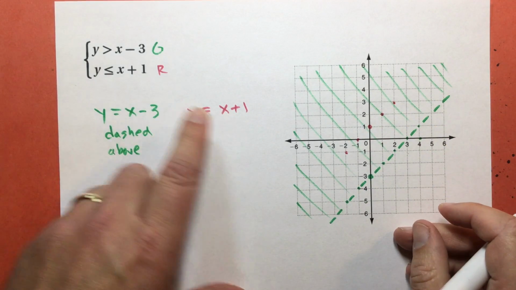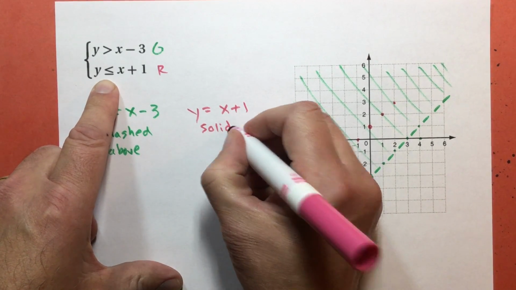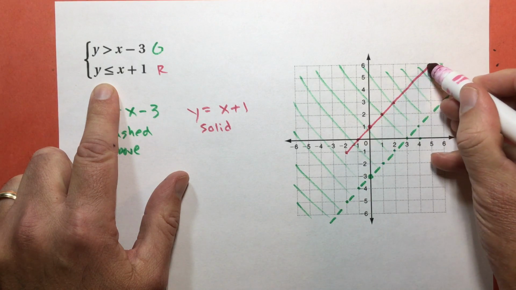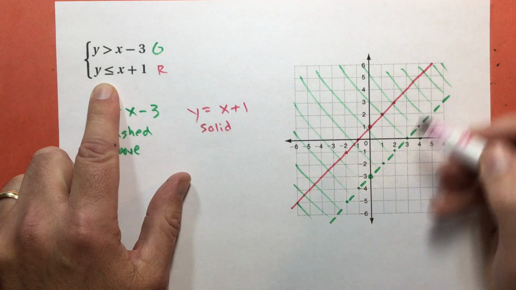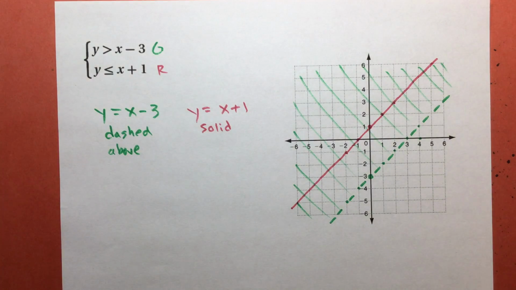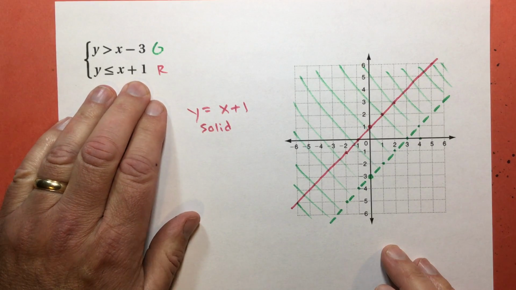Before I draw the line, solid or dashed, this is going to be a solid line. So let's see if I can draw that. And go in this direction. And make sure you draw it all the way off the grid. Now, ignore the green for just a moment. I have this red. Do I shade below or above it?